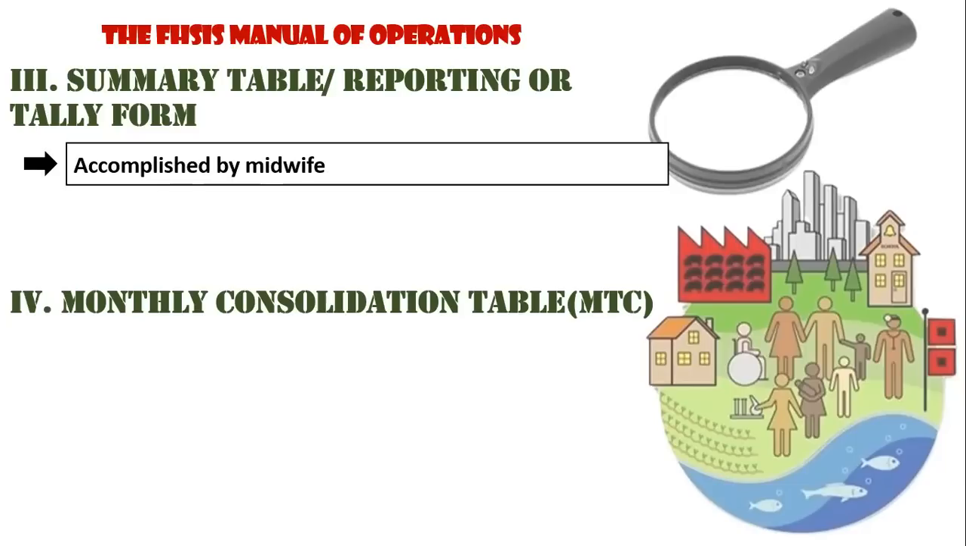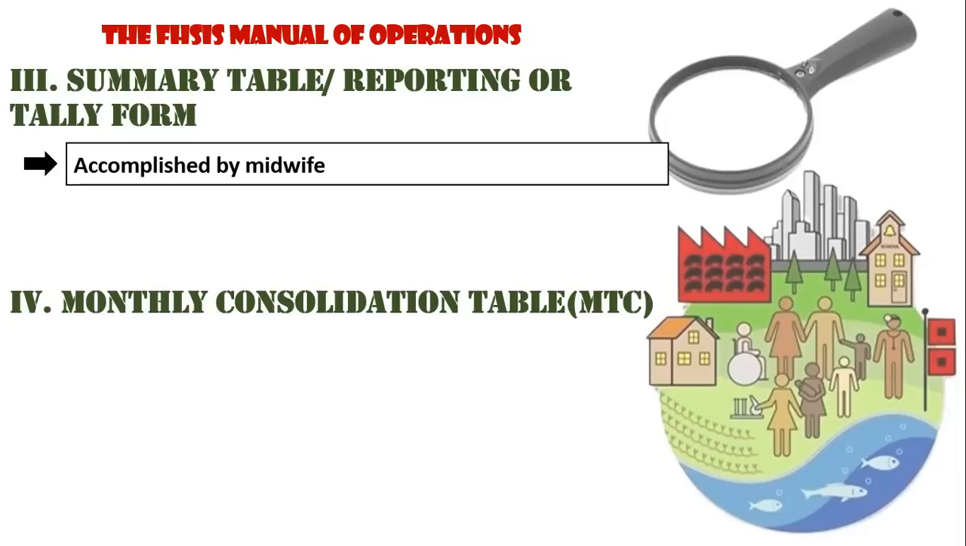And then, we have the monthly consolidation table. Pag sinabi natin monthly consolidation table, the public health nurse records data from all barangays. And then, this is the source document of the nurse for the quarterly form. The monthly consolidation table serves as the output table of the RHU as it already contains the listing of indicators by barangay.